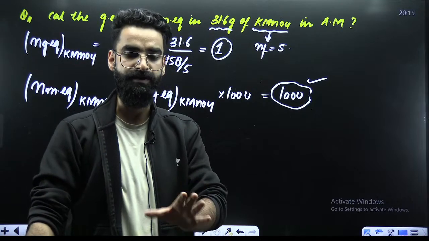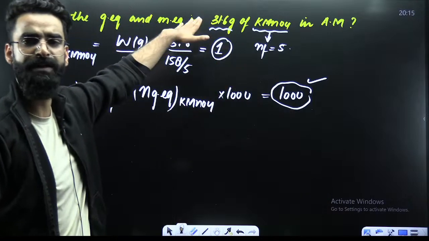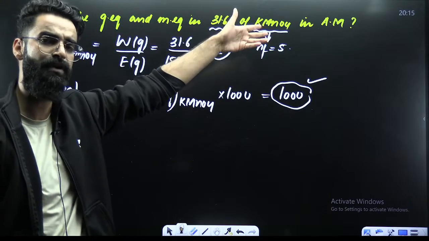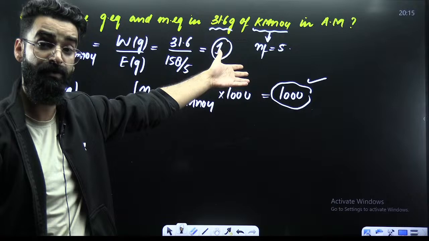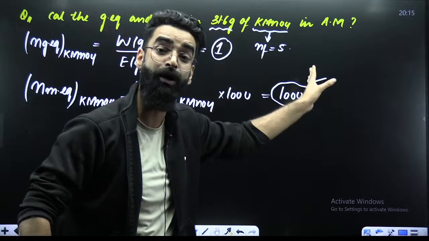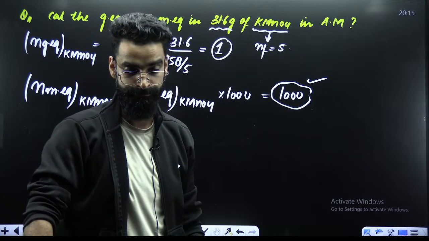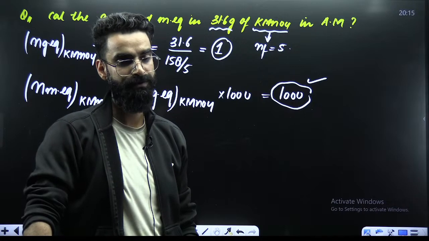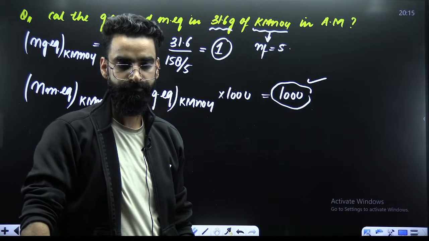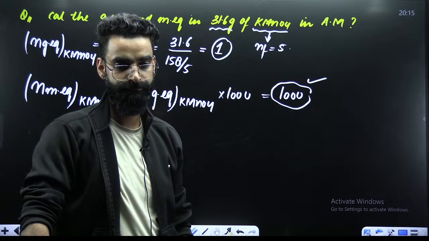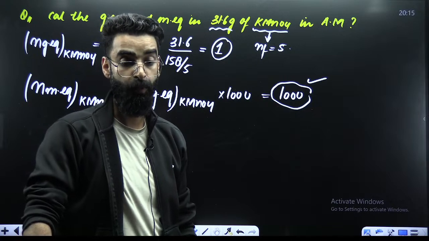The choice is all yours. Whatever you want to say, you can say. You can say we have got 31.6 grams of KMnO4, or 1 gram equivalent of KMnO4, or 1000 milli equivalents of KMnO4 here. All the things are giving you the same meaning. I hope I'm clear with this.